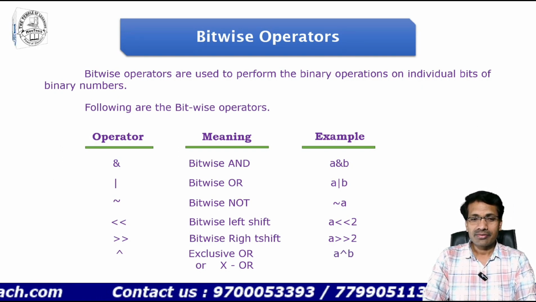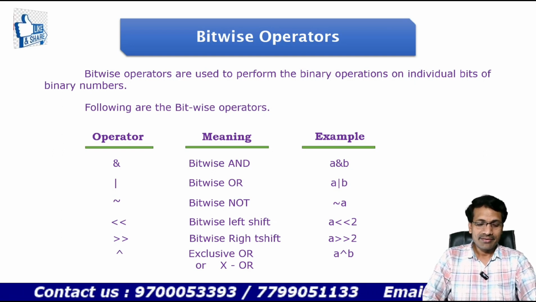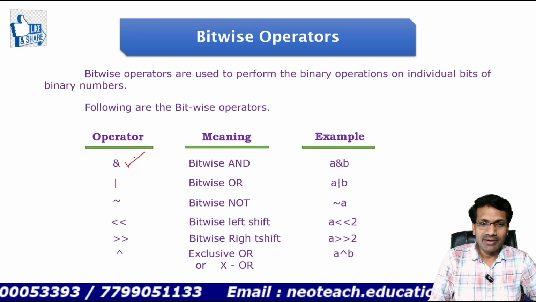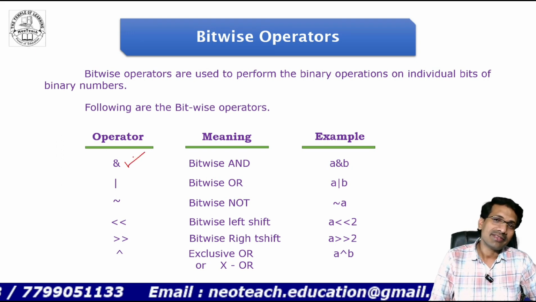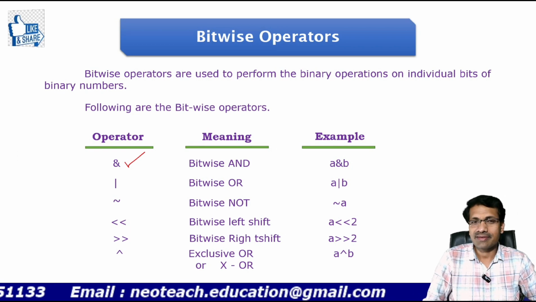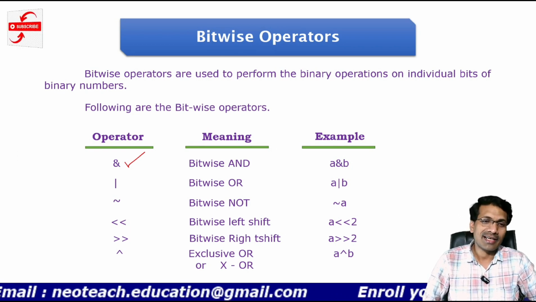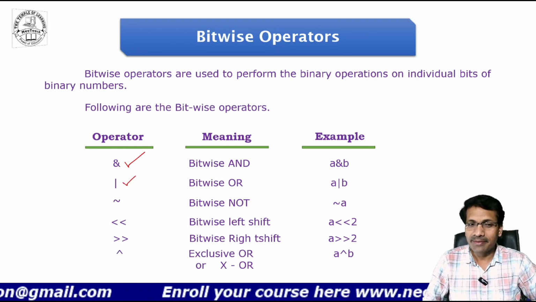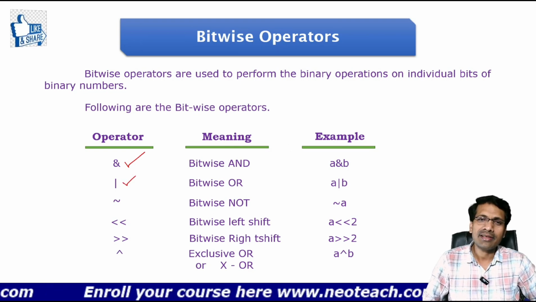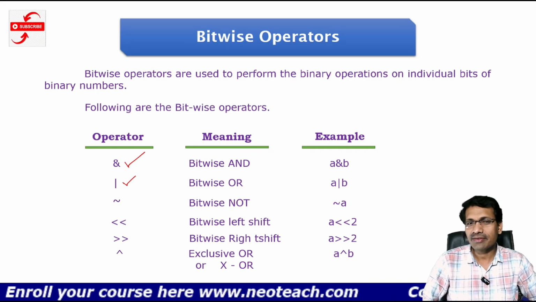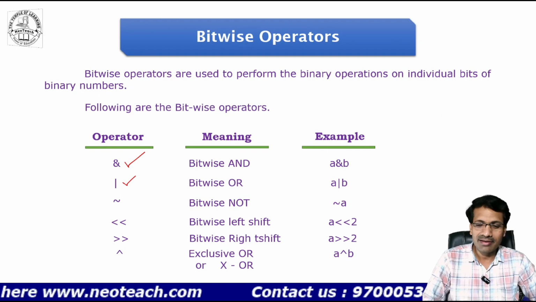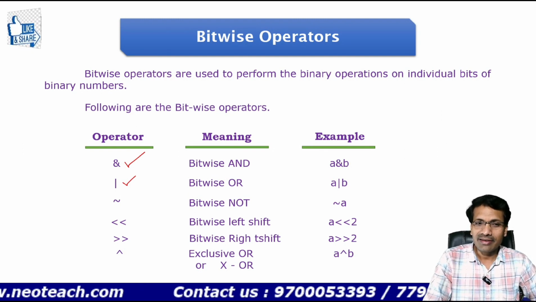Now we will discuss each one in detail. Before that, see here one AND symbol is given for the bitwise operator, but previously we used ampersand two times, that is for logical AND. In the same way here we are using one pipe symbol for bitwise OR, while two pipes are used for logical OR. These are the variations. Let's discuss one by one.